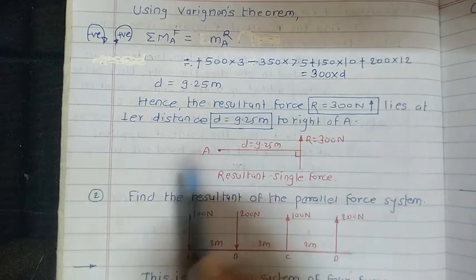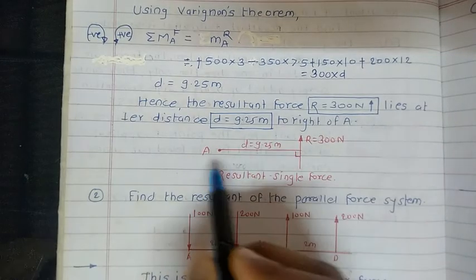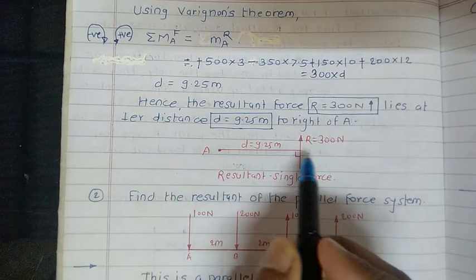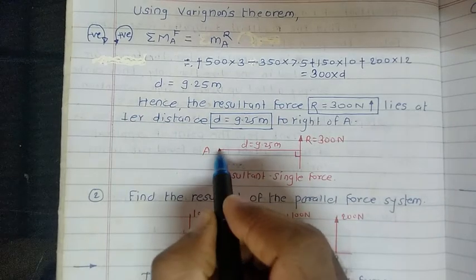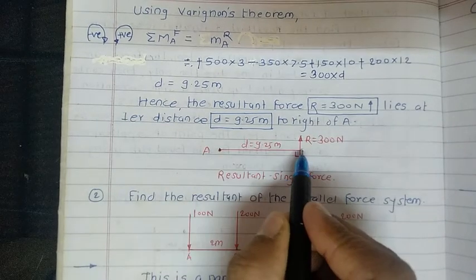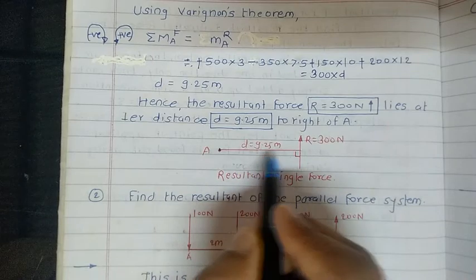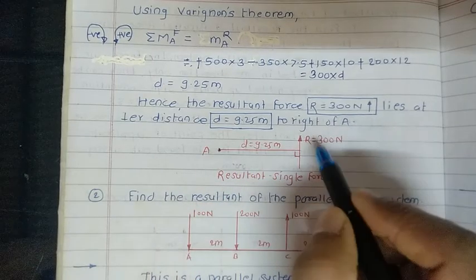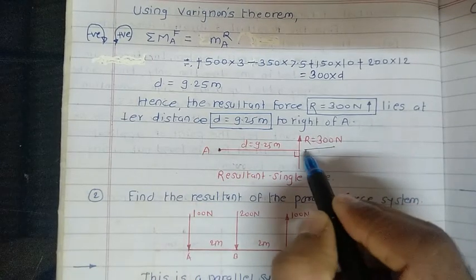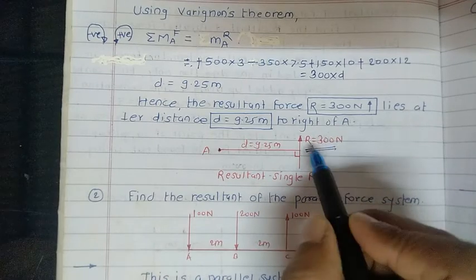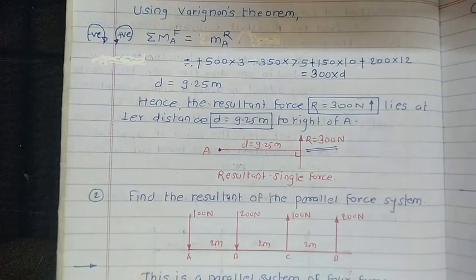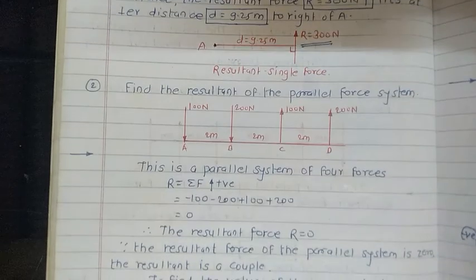So you have to draw the diagram at last for the resultant answer in this way. With respect to point A, we know this distance. After doing calculation, we get D equals 9.25 meter. At the same time, the magnitude of this resultant force is also with us. So R equals 300 Newton. So let us move towards our next problem on the same topic.